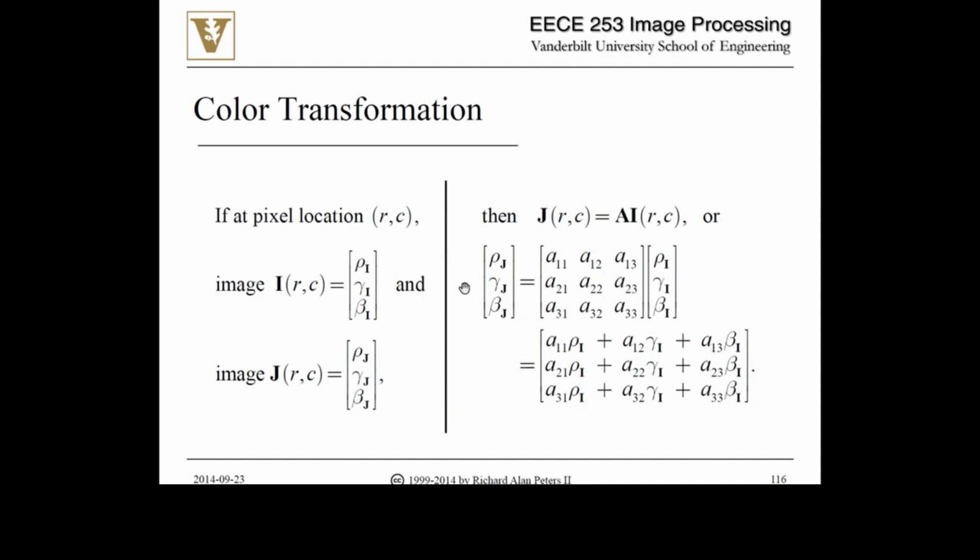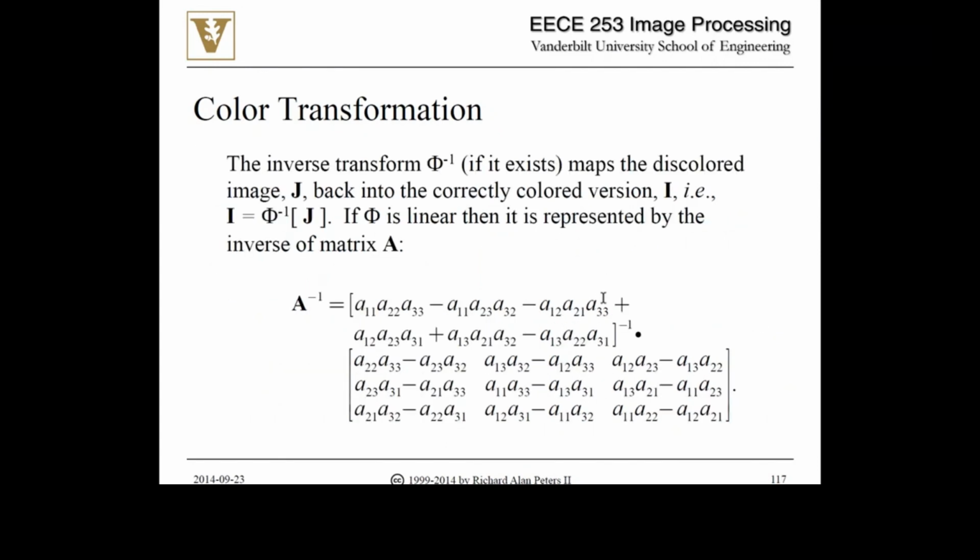Okay, so we take an input value, an input red, green, and blue value. You see here the Greek letters, rho, gamma, and beta. And we want to produce red, green, and blue outputs, and it will be just a multiplication of the two matrices.